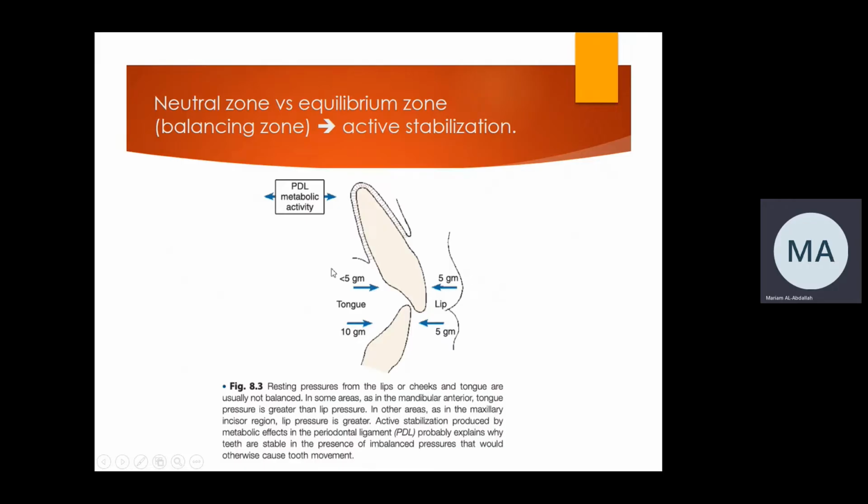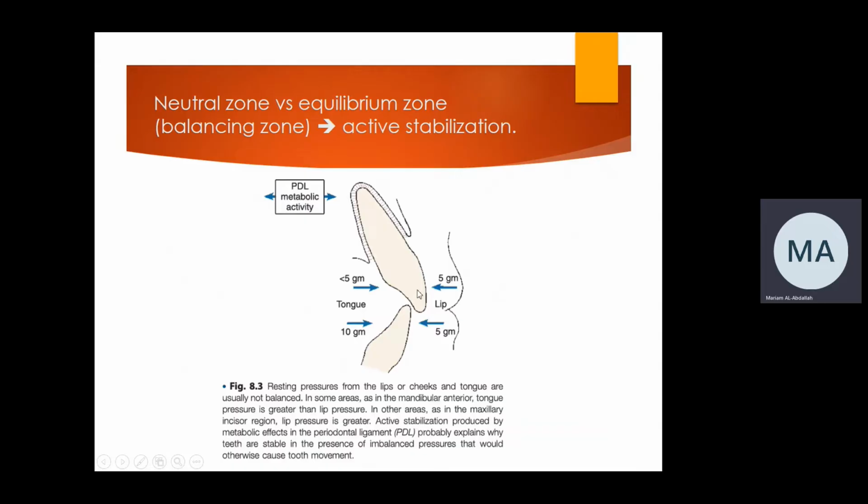So if these are the only forces applied to the tooth, then we expect the upper incisor to try to retrocline and the lower incisor to try to procline under these resting pressures. As you can see here, in some areas, as in the mandibular incisors, tongue pressure is greater than lip pressure. And in the maxillary incisor region, lip pressure is greater than tongue pressure.